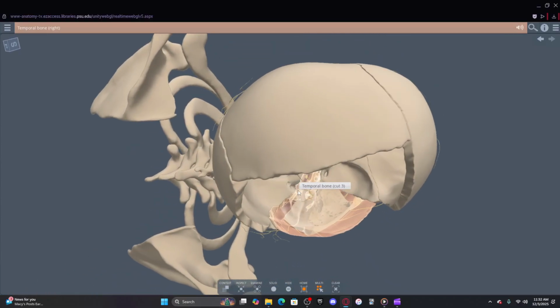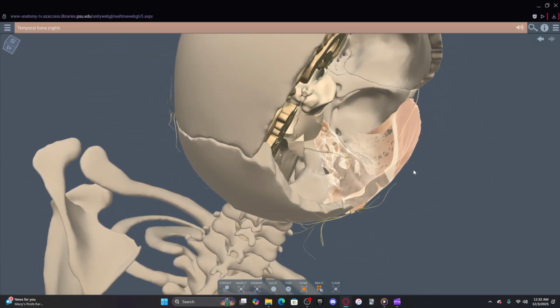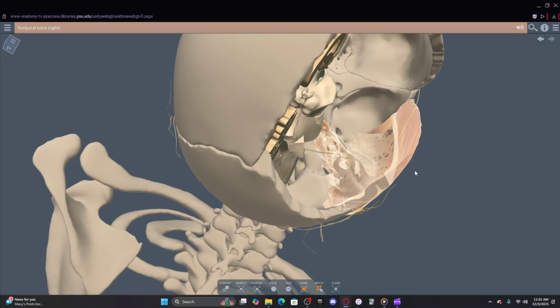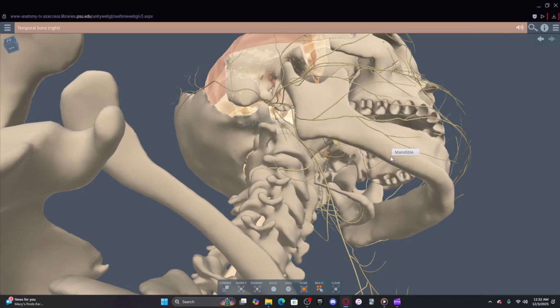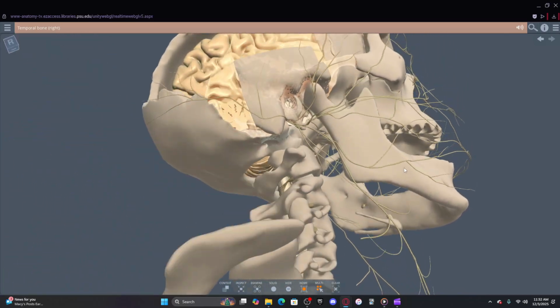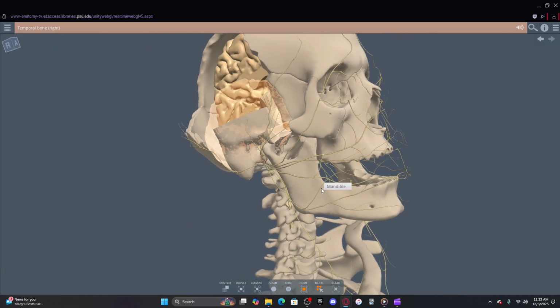Right, so it's going into the internal auditory foramen, meatus, internal acoustic meatus or foramen, and then it's coming out of the stylomastoid foramen, and then it's going to these different regions of the face.